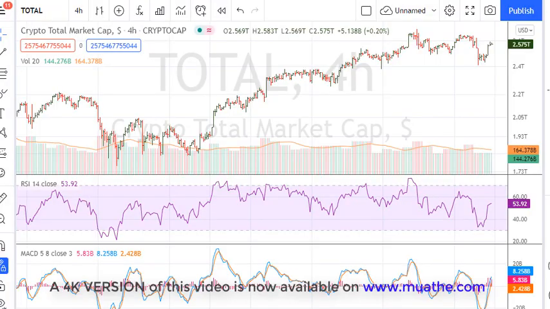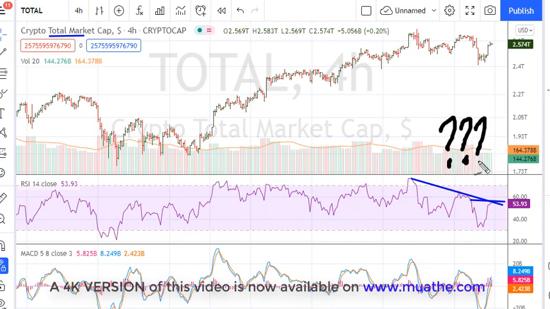Remember, this is the 4-hourly for the total crypto market cap, quote unquote index, and we are still contending with this topside line, as I mentioned. There were some other lines that I had drawn that do pose a question as to whether the cryptos have enough space, enough energy to clear these two lines of resistance, as discussed earlier.